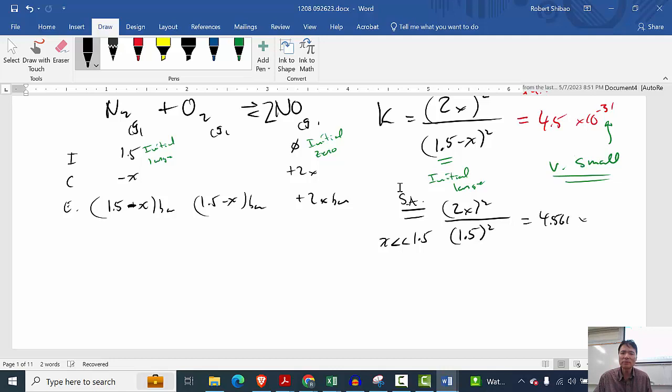This is 4.561 times 10 to the negative 31. It's a lot easier. We just take our 4.561 times 10 to the negative 31 times 1.5 squared divided by 4, and then take the square root of that answer. And I got an x of 5.06513 times 10 to the negative 16.